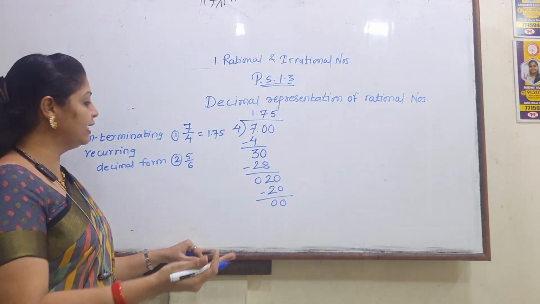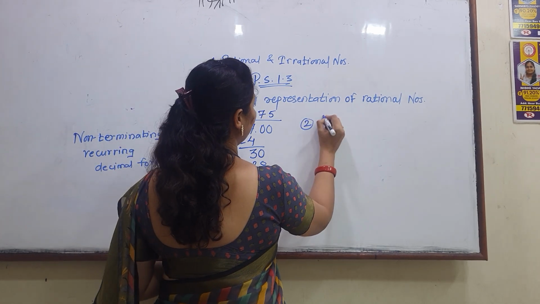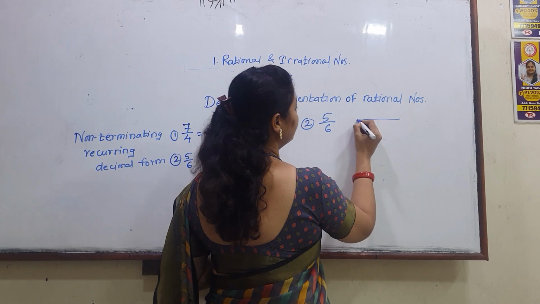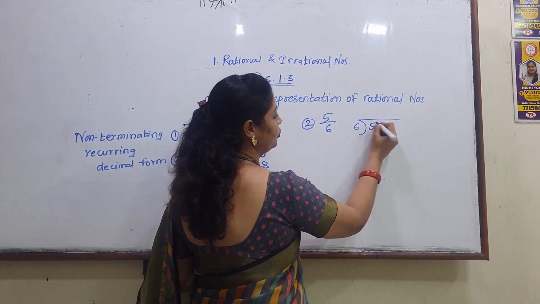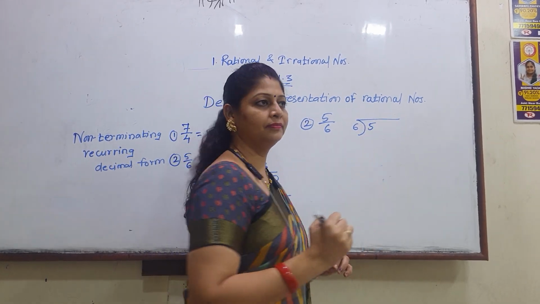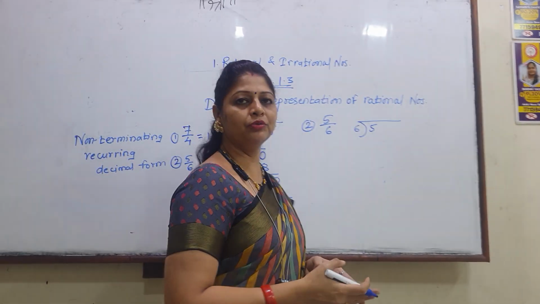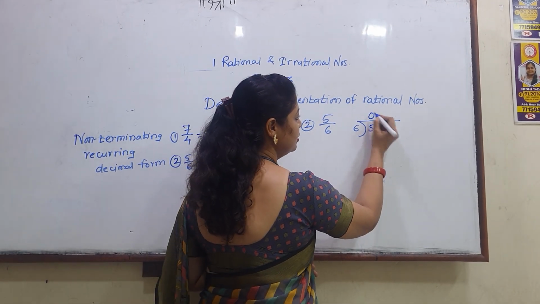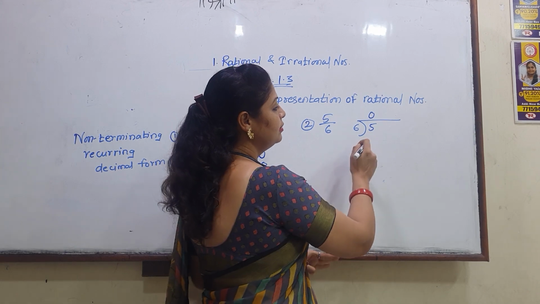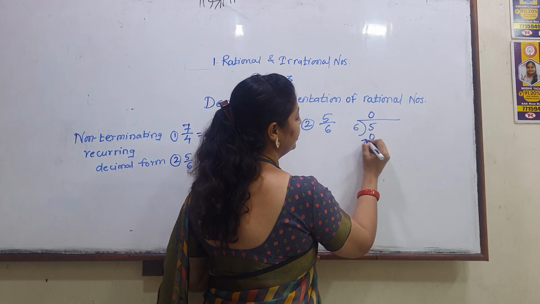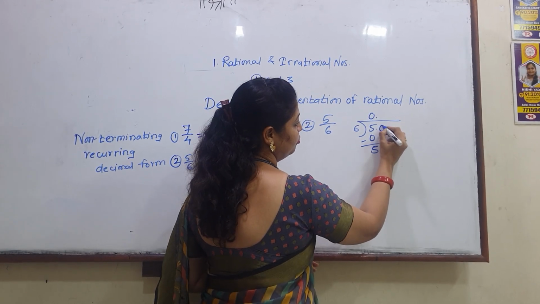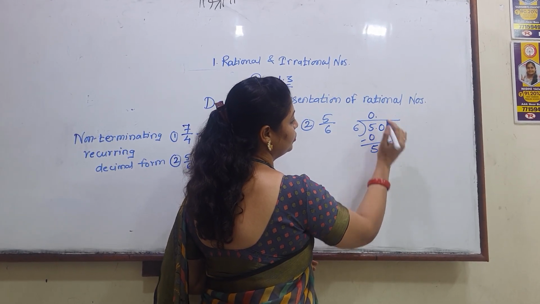Okay, now moving to the next question, that is 5 upon 6. Again, this denominator we write outside the sign, and this numerator we write inside the sign. Now 6 and 5. First we take 6 zeros are 0, because we should not write 6 ones are 6. So we write 0 here. Now 5 minus 0, 5 is there. Okay, and we put the point over there.